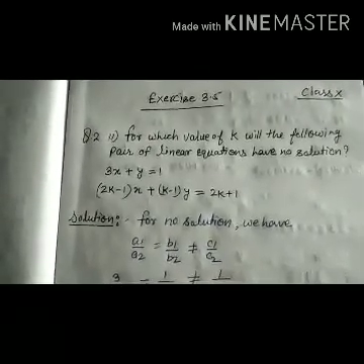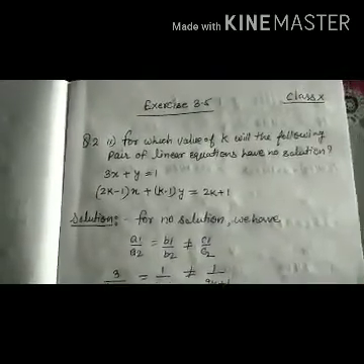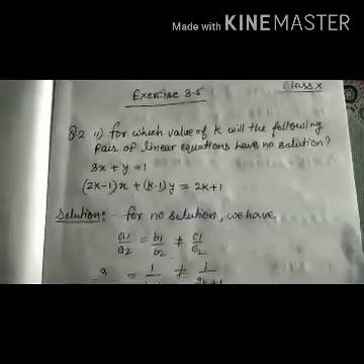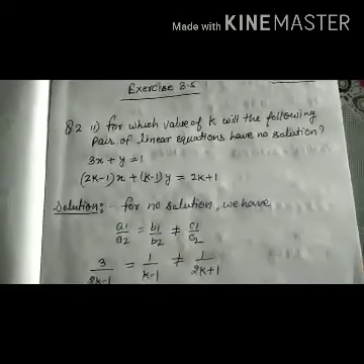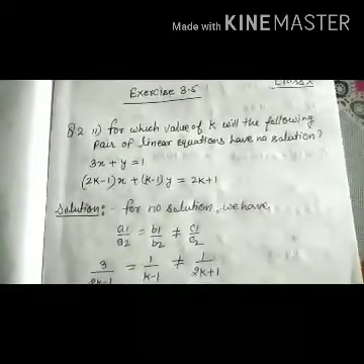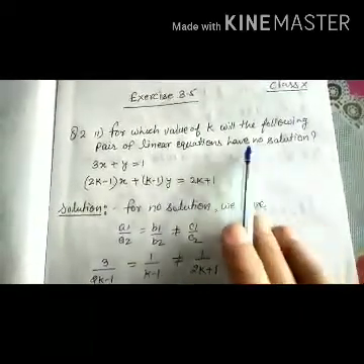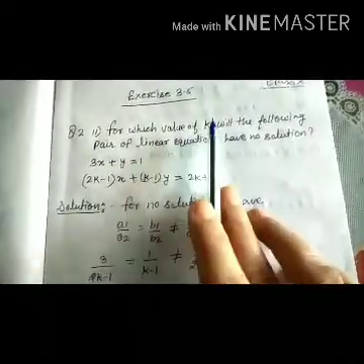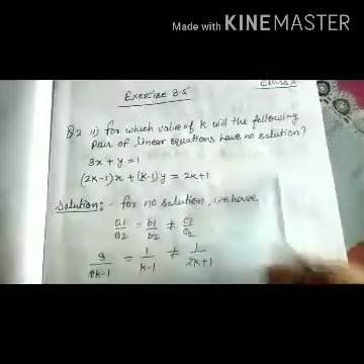Welcome to maths class. Students, we are doing exercise 3.5 of chapter number 3, that is pair of linear equations in two variables. So today we will do the second part of question number 2. For which value of k will the following pair of linear equations have no solution? We need to find out the value of k for which these linear equations have no solution.